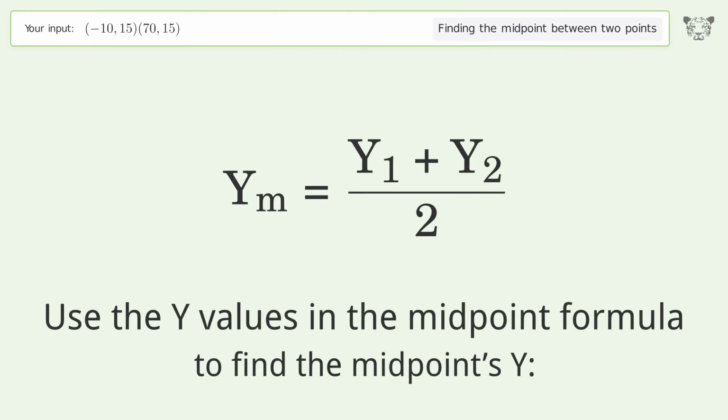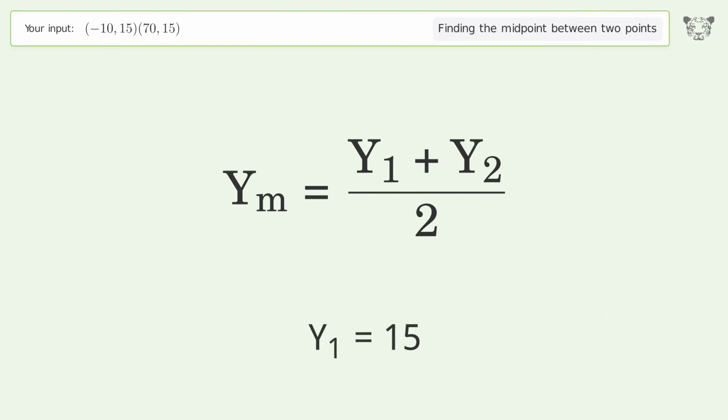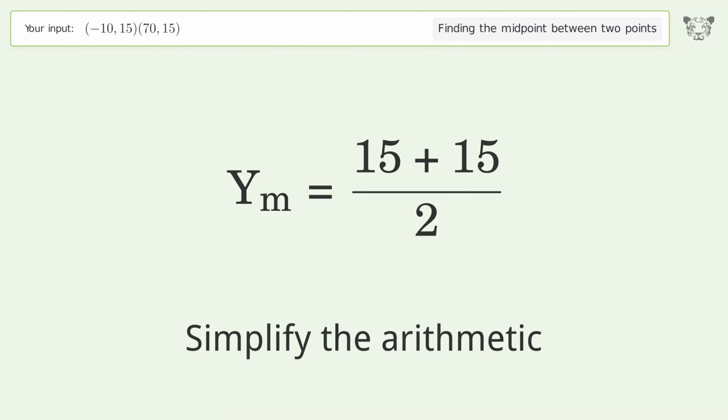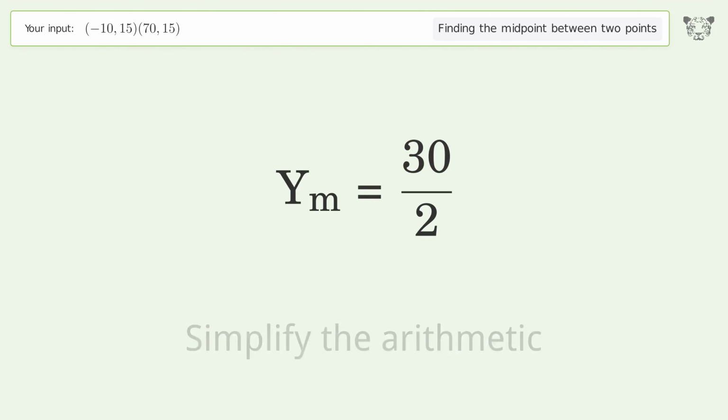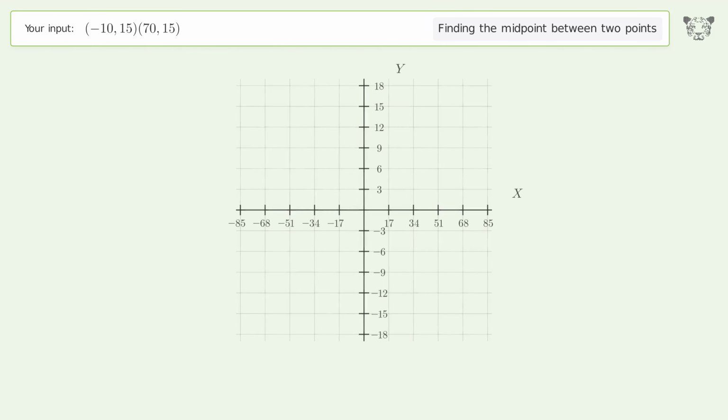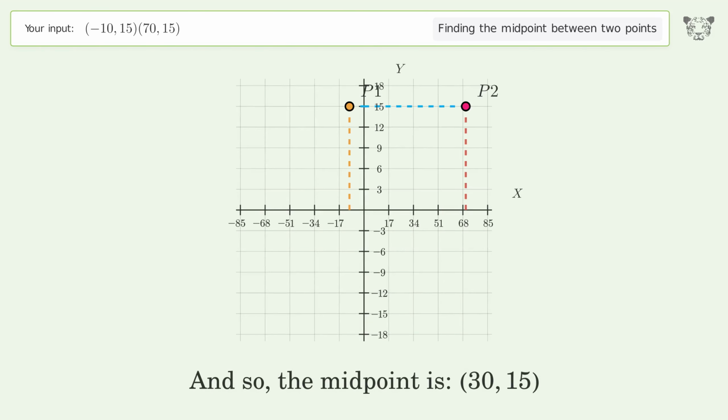Use the y values in the midpoint formula to find the midpoint's y. y1 equals 15. y2 equals 15. Simplify the arithmetic. And so, the midpoint is 30, 15.